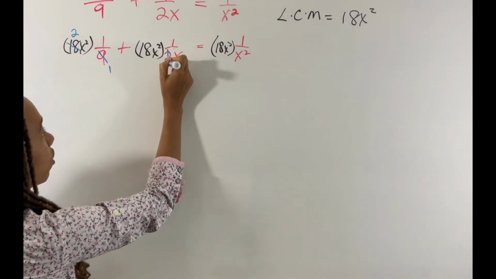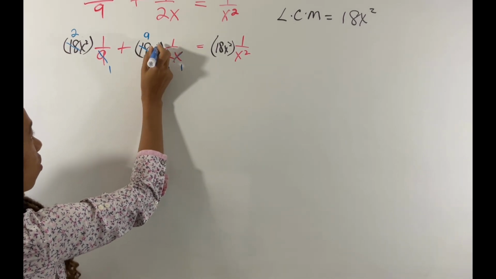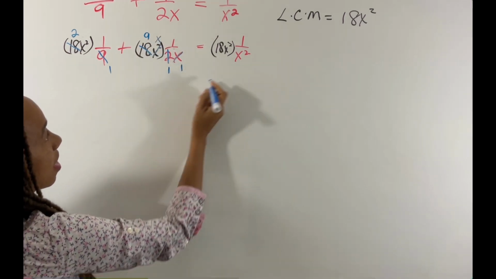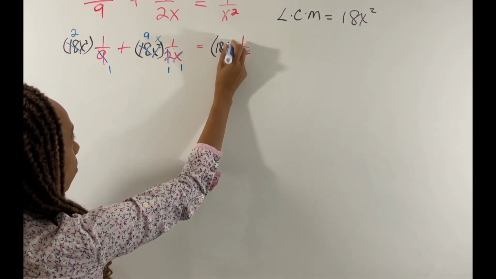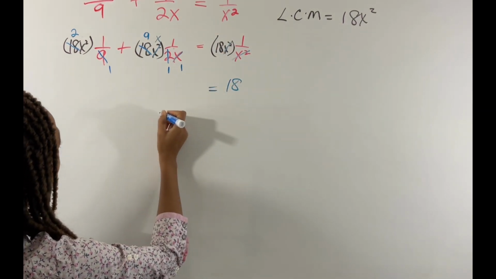So now you have 2 into 18 is going to be 9, and now you have x into x squared is going to be left with an x. Over here, only the x squared can be cancelled out, and you're left with 18. So here you have 18 on this side.